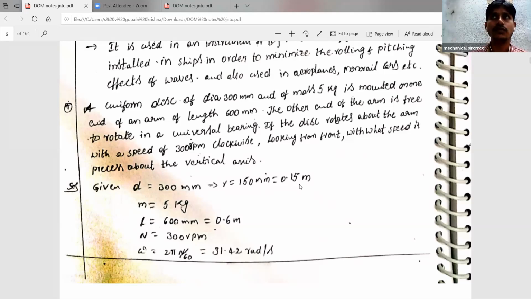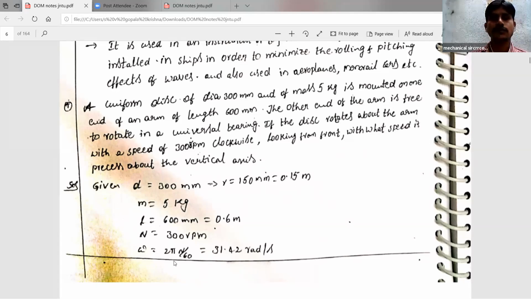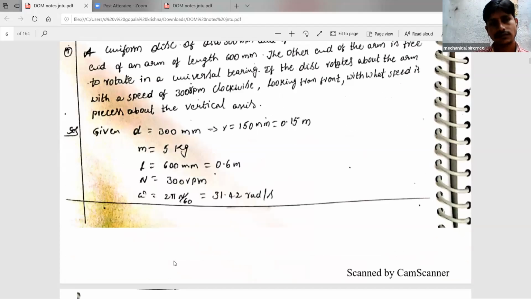That equals, when we convert to meters, 0.15 meter. Mass is 5 kg, the length of the arm is 0.6 meters, and the speed is 300 rpm. To find omega from the speed value, omega equals 2 pi N by 60. From that, we get 31.42 radian per second.